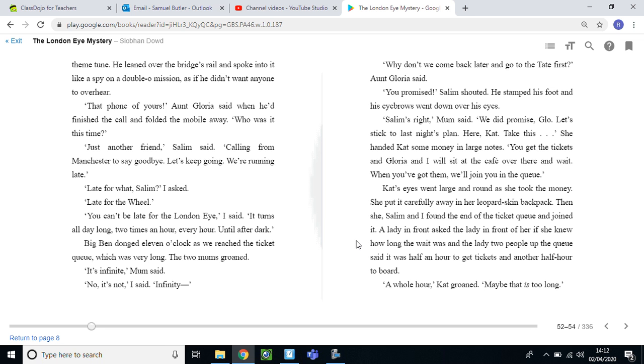A lady in front asked the lady in front of her if she knew how long the wait was, and the lady 2 people up the queue said it was half an hour to get tickets and another half an hour to board. "A whole hour," Kat groaned. "Maybe that is too long."